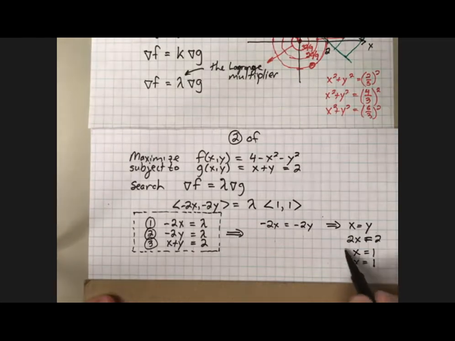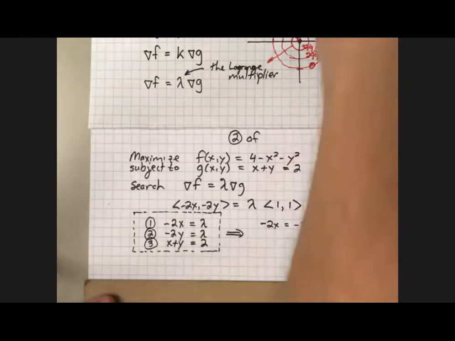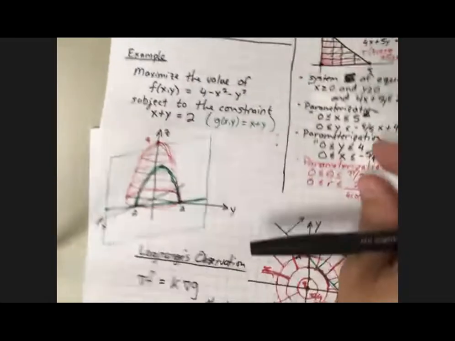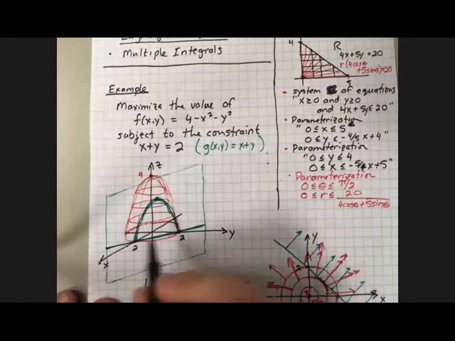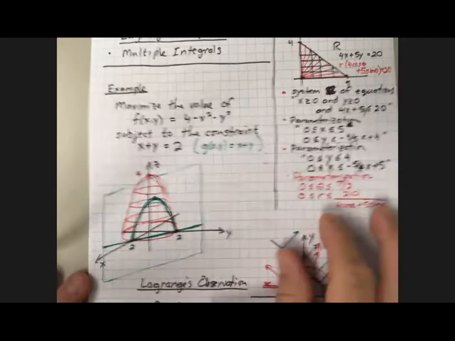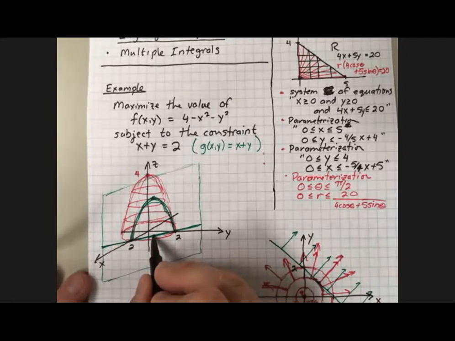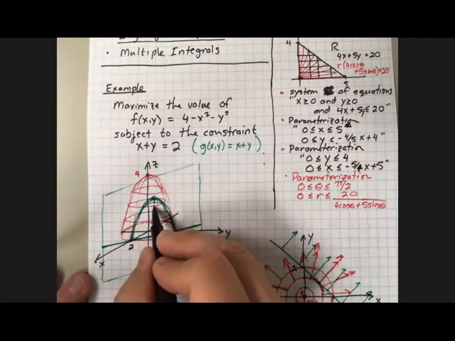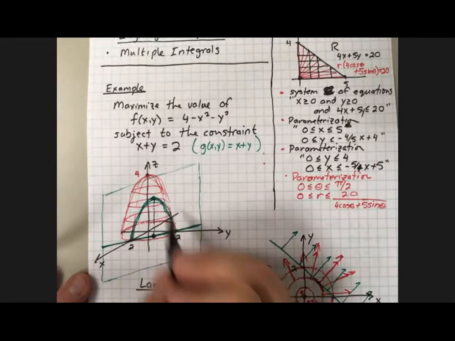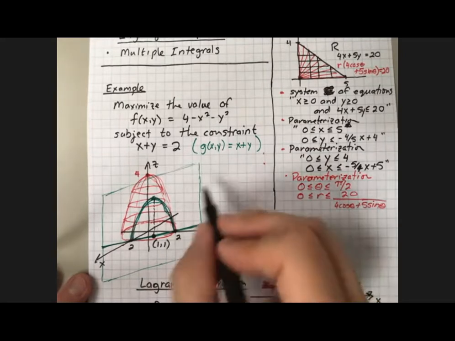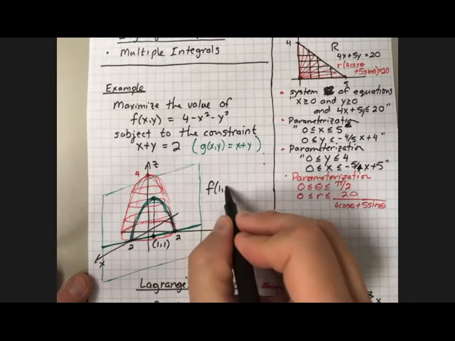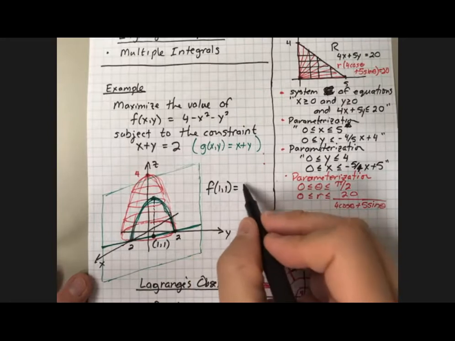So we've been directed now to check the point 1, 1 in our picture. And this makes perfect sense, doesn't it? The point 1, 1 in this oblique picture is right here, and that is apparently under the apex of the parabola. It's very easy to believe the apex of the paraboloid is at 1, 1. And the value of the function at 1, 1 is 4 minus 1 minus 1, which is 2.